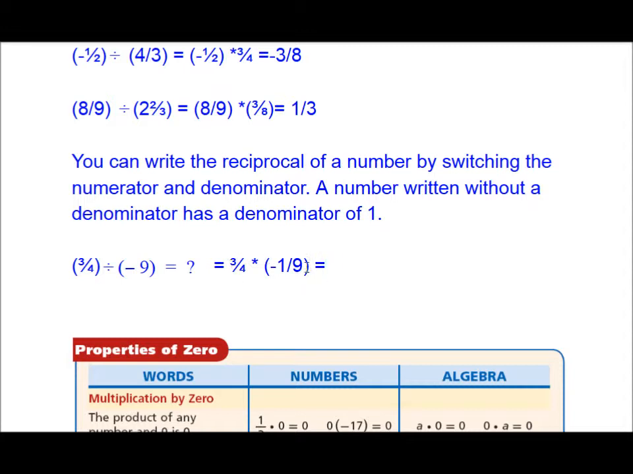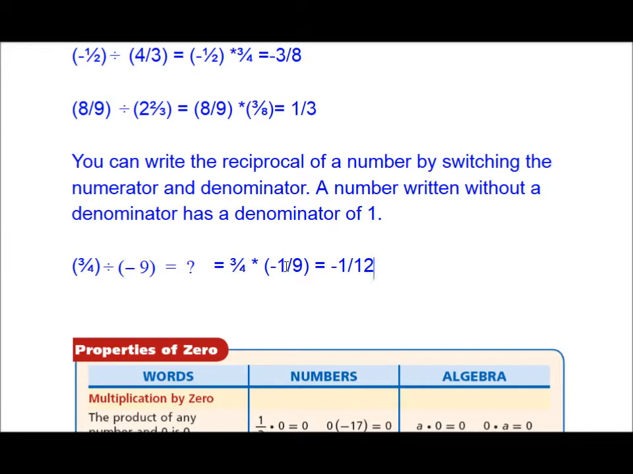So what will be the answer? 3 3s are 9. So 3 will cancel 9 with a 3. So we will multiply 4 and 3 together. 4 3s are 12. So minus 1 by 12 will be the answer.